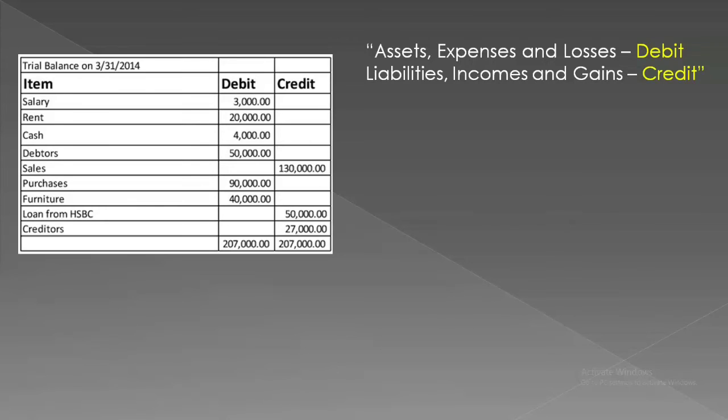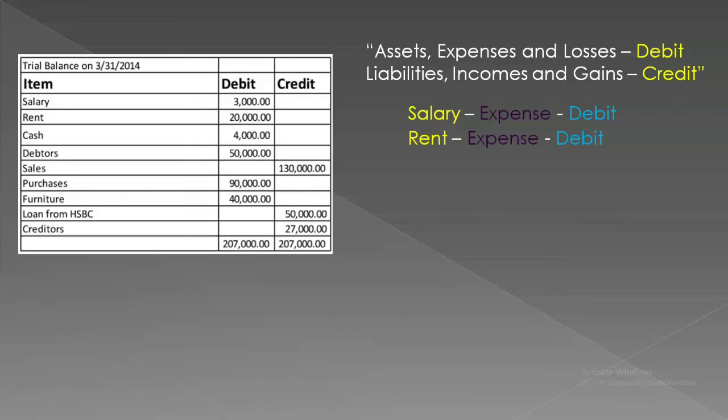So starting with salary, salary is a form of payment to employees for services rendered. Therefore it is an expense for the business and all expenses are recorded on the debit side in the trial balance. Next is rent. Just as salary, rent is also an expense for the business. Therefore it will also be recorded on the debit side.